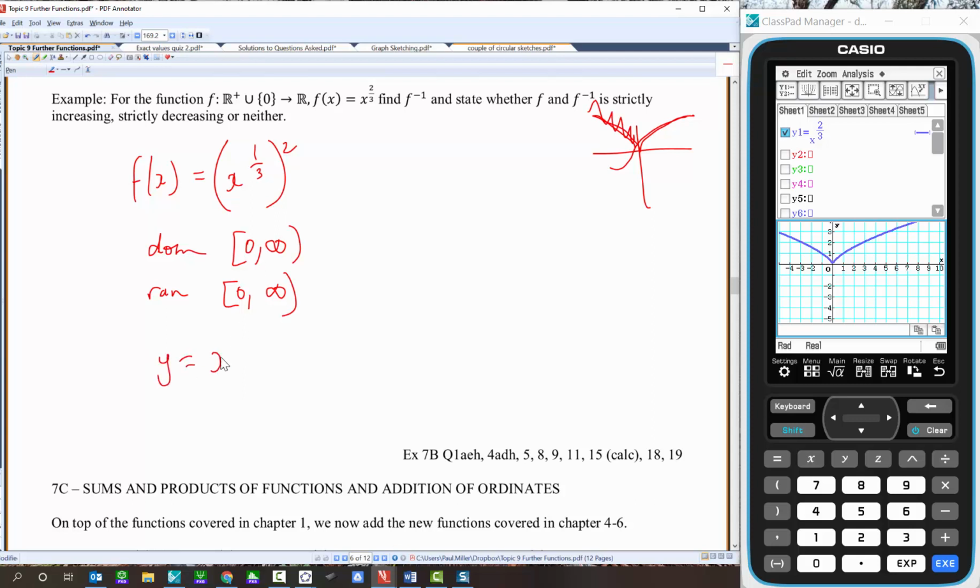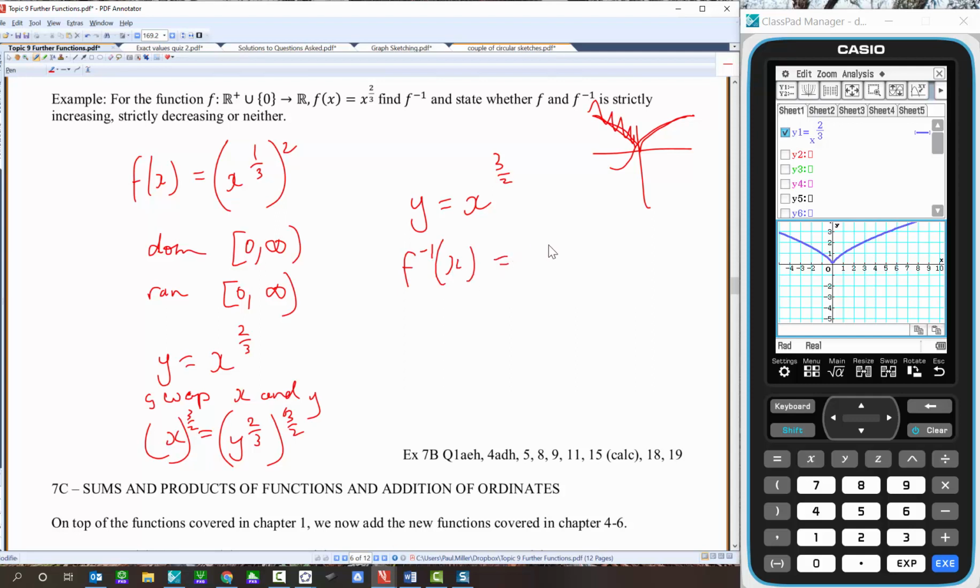So y equals x to the 2/3. Swap x and y. X is equal to y to the 2/3. Now we'll raise that to the 3 on 2, raise that to the 3 on 2. And that's going to mean that y is equal to x to the 3 on 2. So f negative 1 of x, the inverse function, is equal to x to the 3 on 2, where x is an element of 0 to infinity.